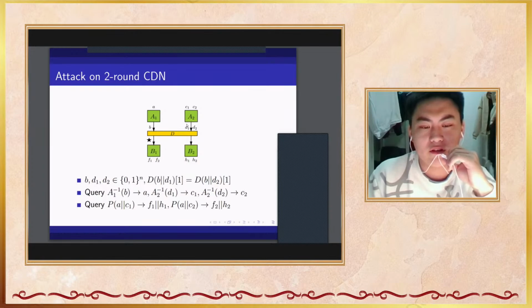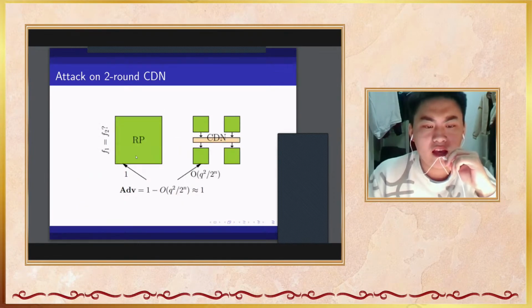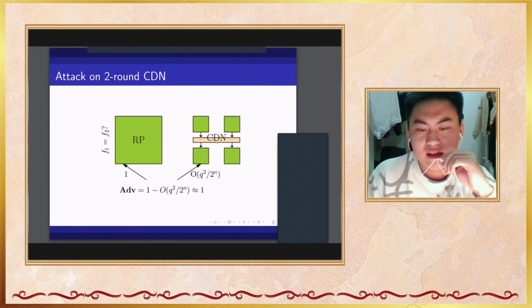We need 3 steps as follows. First, we choose n-bit strings B, D1, D2 such that the first n-bit outputs of debox are identical. Second, we query A1, A2 to obtain A, C1, and C2. Third, we obtain F1, H1, and F2, H2 by querying the oracle P. If P is a 2-round CDN oracle, it necessarily holds that F1 is equal to F2, which means the distinguisher always outputs 1.